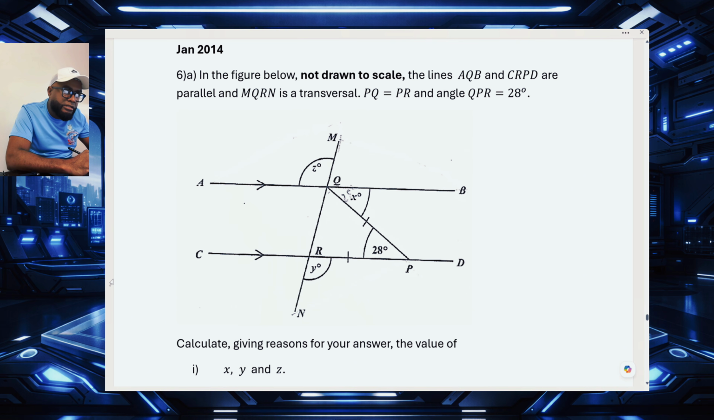CRPD. Which line are you talking about? After AQB. Okay, sorry about that, guys. I said Q is supposed to be C. CRPD, all right? That's the second line.